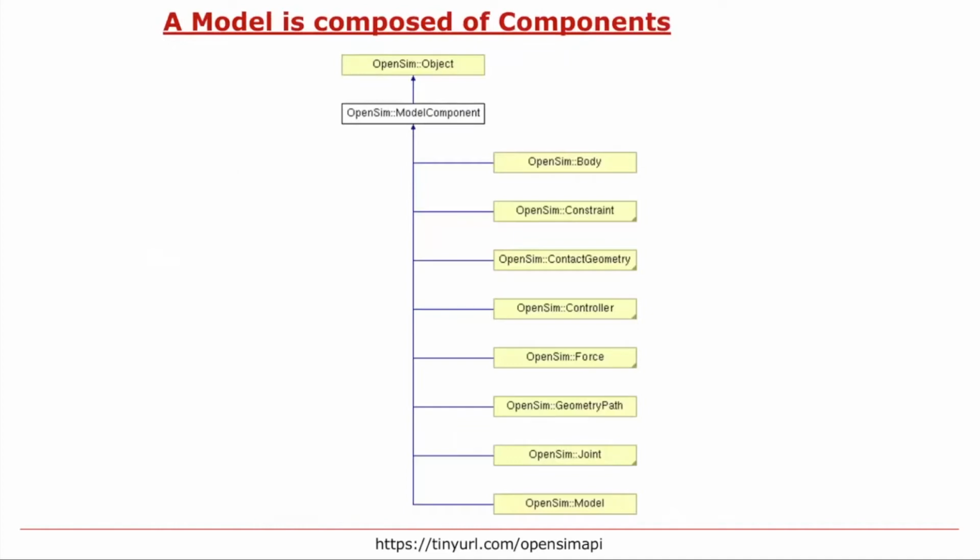All of the components in a model are implemented as classes in C++. There's a base class called model component that provides basic functionality. The body class is derived from the model component class, as are the rest of these components.